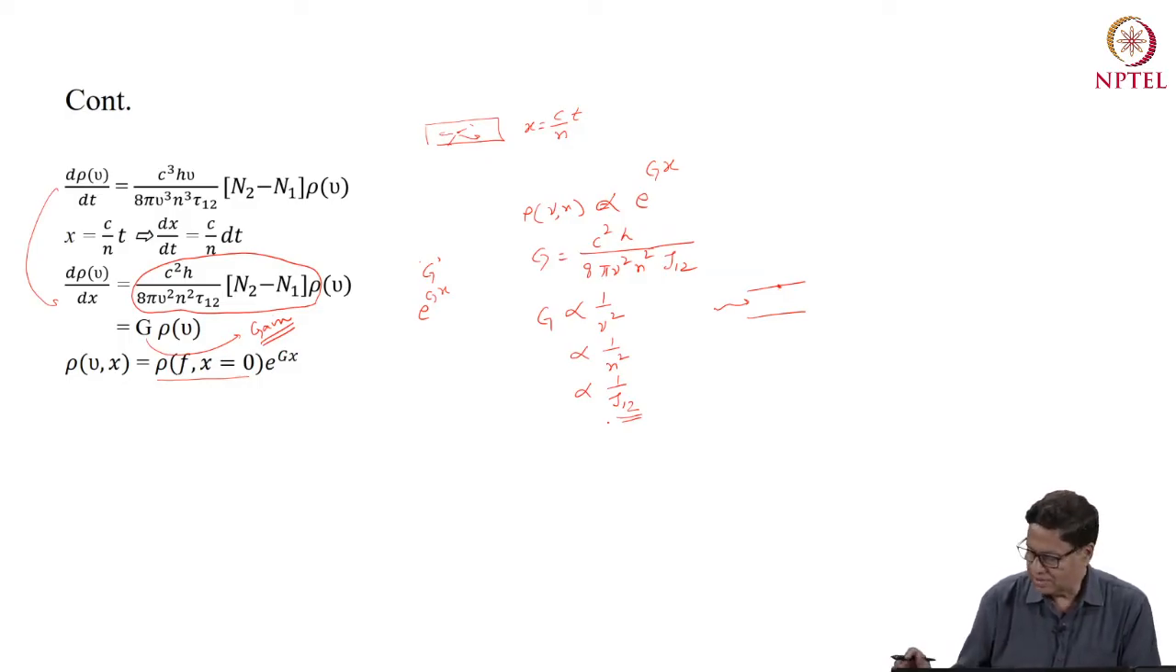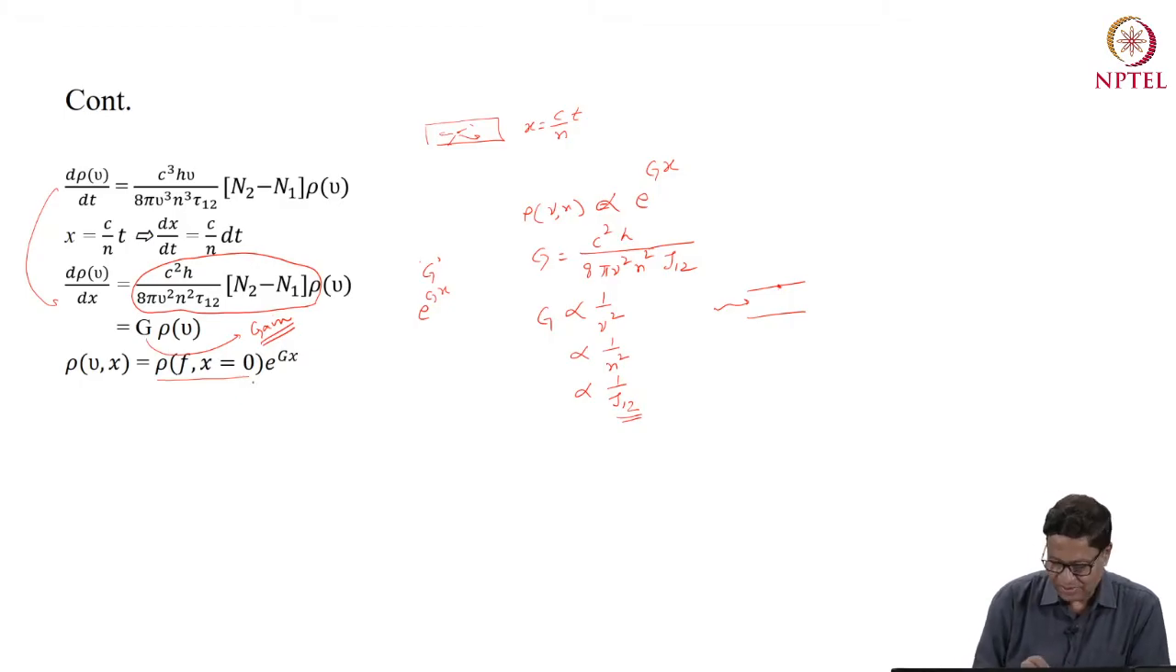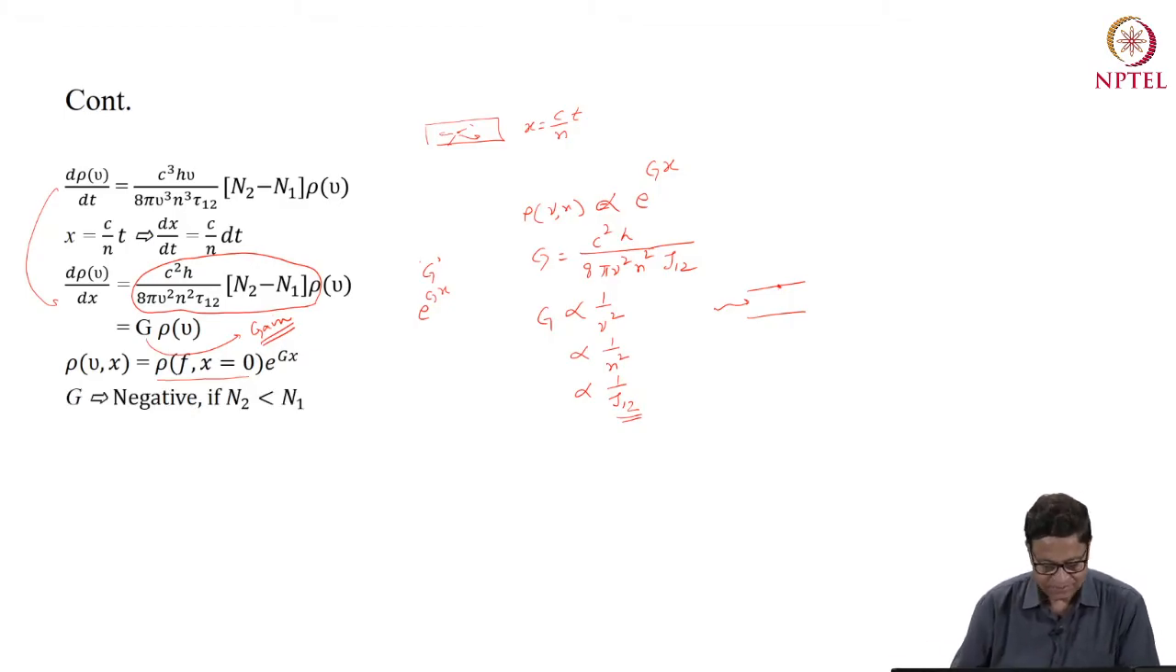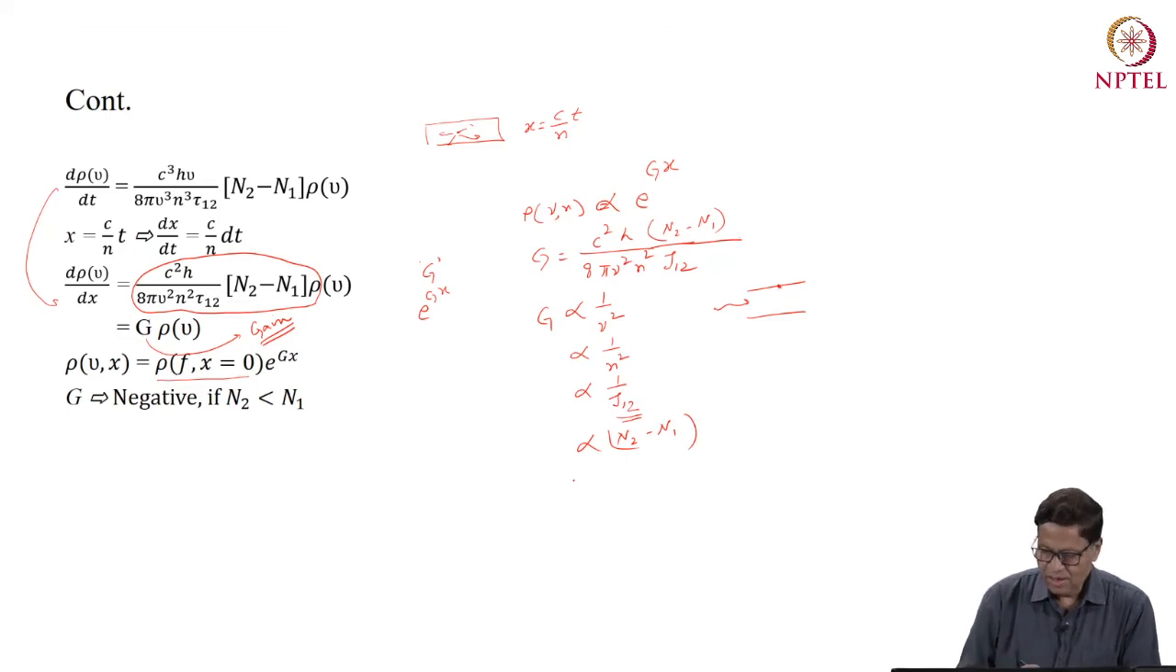So this is how the flux density will grow inside the cavity, which is e raised to power gx. Now let us try to understand this particular g. Sorry, I did not write the other things, n2 minus n1 also. So this g is proportional to n2 minus n1. This g will be negative if n2 is less than n1.